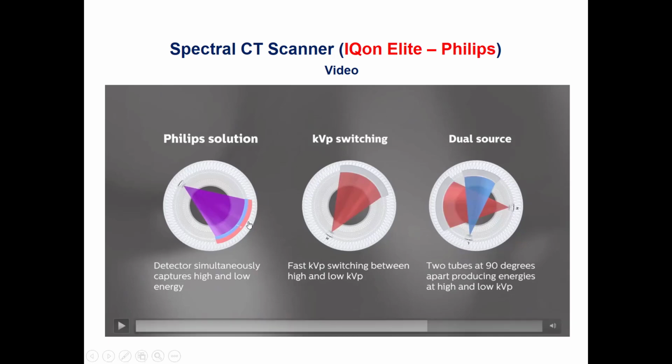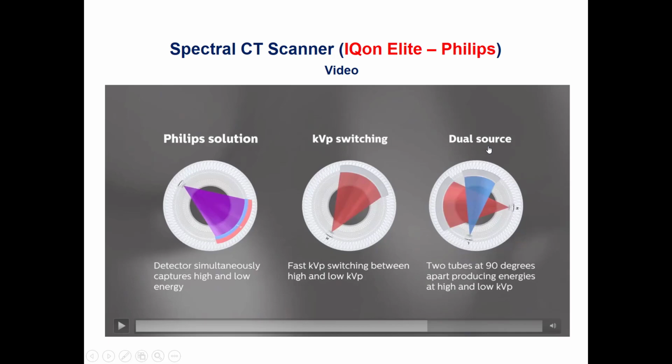As we can see, we have three different types of spectral CT scanner technology. The first type is detector based. This means that the only change by comparison to the conventional CT is made in the detector. The second type, to have spectral imaging, uses kV switching, as used by the Neusoft in the previous video, and the last one is the one which uses dual source and dual detectors.